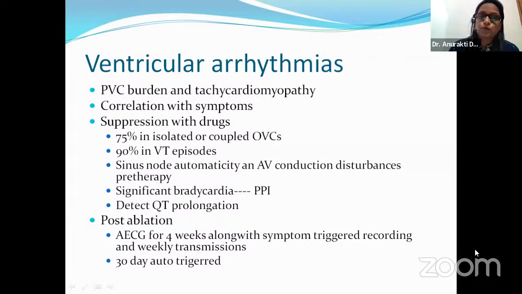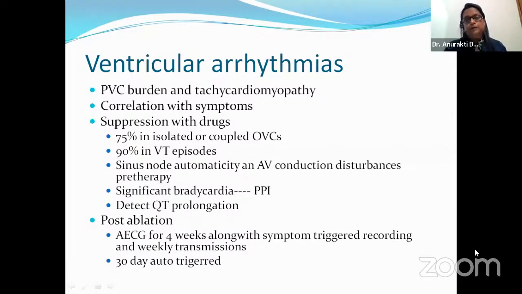If there are VT episodes, you need about 90% suppression of those episodes to label your treatment as efficacious. Also, you need to see any other problems occurring when you are starting drug therapy. If there is QT prolongation happening, or significant bradycardia happening, all those things will be seen only on Holter monitoring. You also have to correlate whatever the patient is complaining of with the arrhythmia which is happening. Again, the symptom-rhythm correlation.